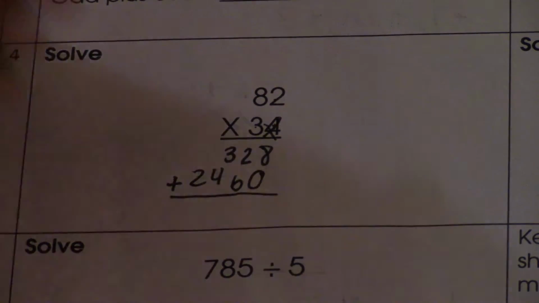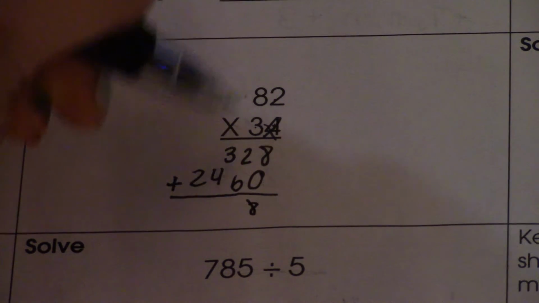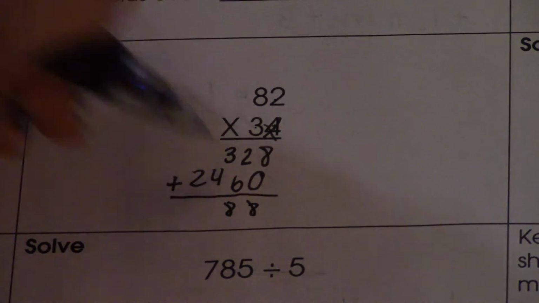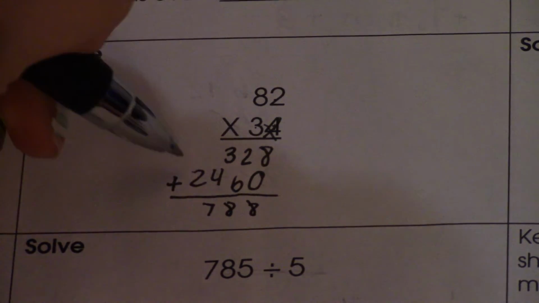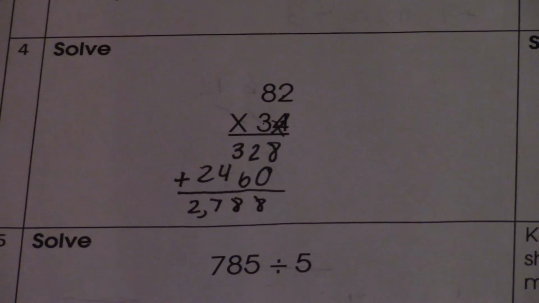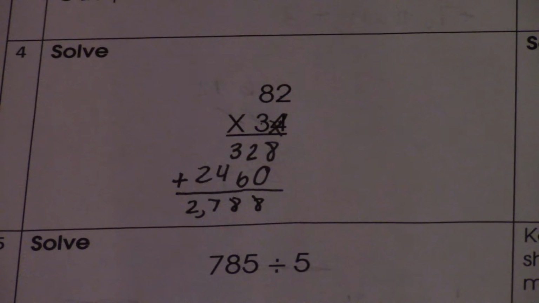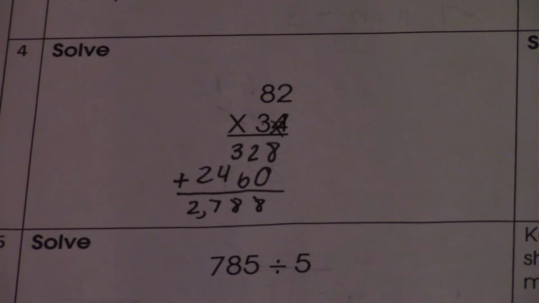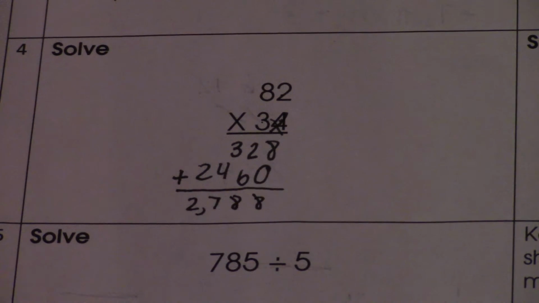Now I need to add. 8 plus 0 is 8. 2 plus 6 is 8. 3 plus 4 is 7. 2 plus 0 is 2. So my answer is 2,788. Again, if you don't know your multiplication facts by heart, using a multiplication table or chart is really going to help.